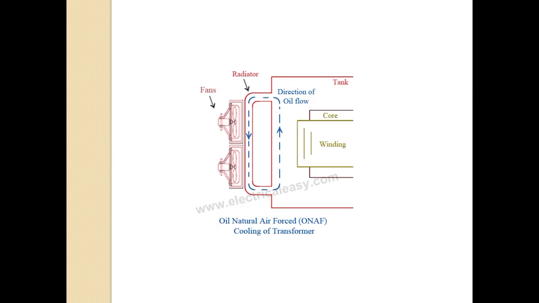Next one is oil natural and air forced. Here the oil will be natural and the air will be forcibly moved by some mechanism, which may be a fan. Here the heat dissipation can be improved a little by applying force on the air in the heat dissipating surface. So the forced air provides faster heat dissipation than natural flow.